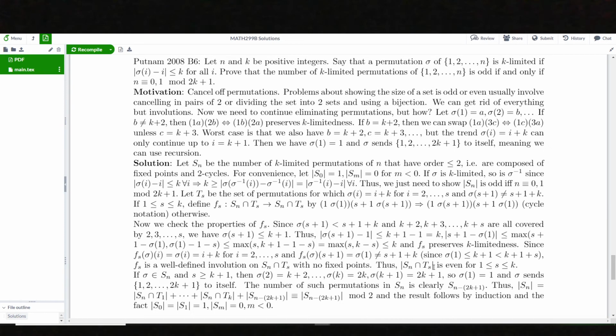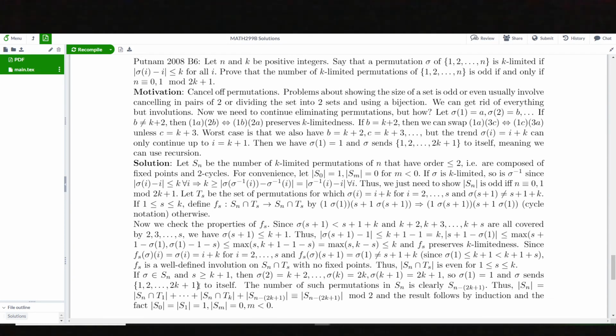And what about the rest of the permutations? Well, like we said in the motivation, sigma of 2 gets sent to k plus 2, all the way to sigma of k gets sent to 2k, k plus 1 gets sent to 2k plus 1, and 1 has to be sent to 1, because consider the element that 1 gets sent to, A. Well, A can't be any of 2, 3, 4 all the way up to k. Can't be k plus 1. And if it's anything larger, that violates k-limitedness of sigma, so 1 has to be sent to 1. Everything else is already covered.